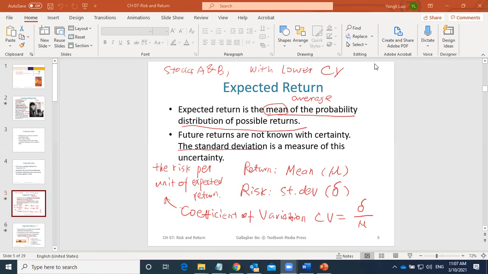Basically, the coefficient of variation is the risk per unit of return. The risk per unit of return is the standard deviation divided by the mean. That is called the coefficient of variation. So the smaller, the better. You want to compare two stocks to see which stock has the lower coefficient of variation.